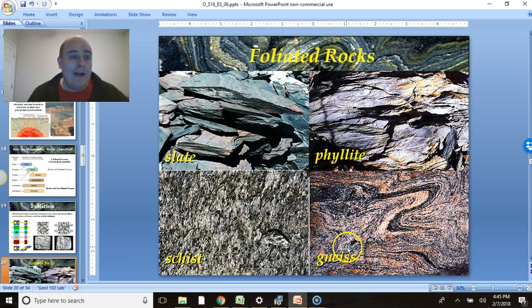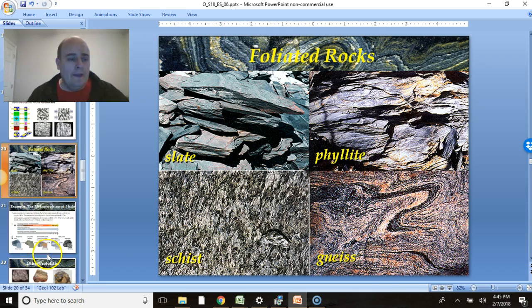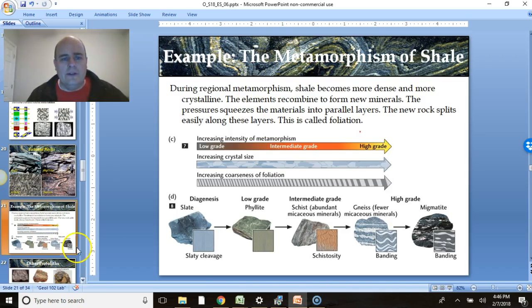Now this could all have the same exact protolith, or parent rock, and over time it could go through this whole process from slate to gneiss. So here's an example where you go from slate, phyllite, schist, gneiss, and we can go even higher grade to migmatite, but we're not going to go there today. We're going to be focusing on just these lower four here.